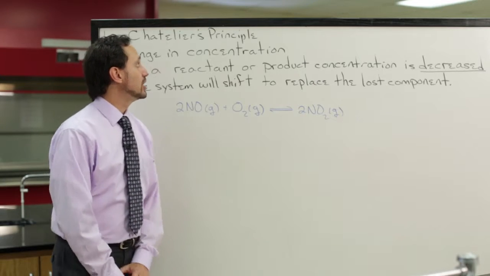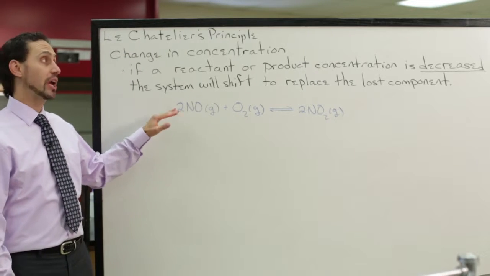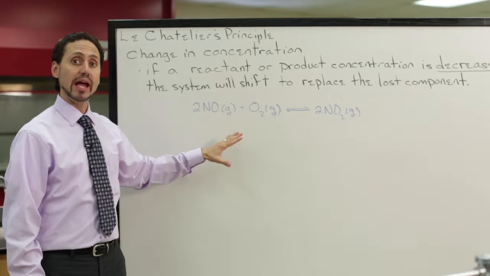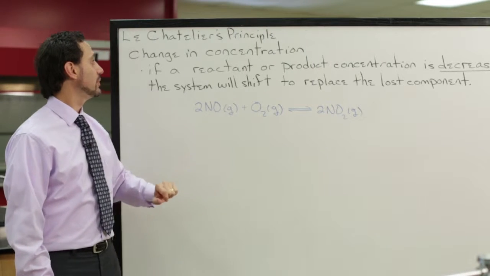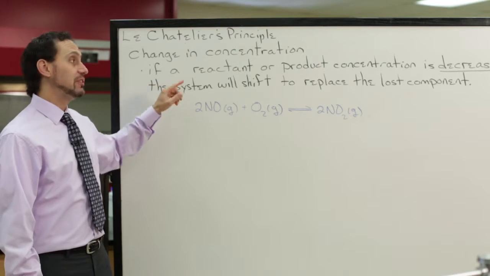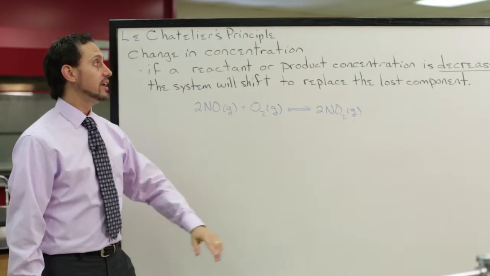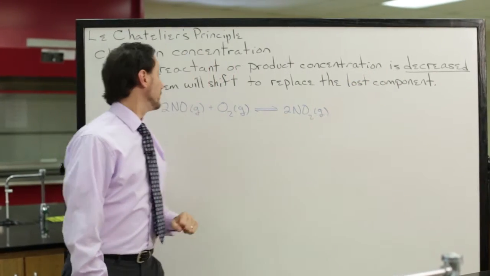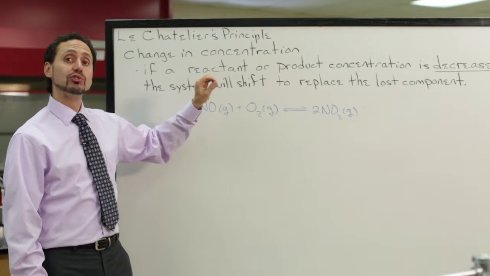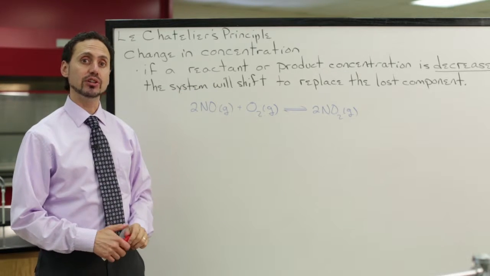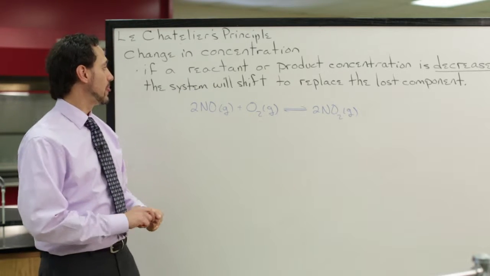Now, in this situation, we're going to look at what happens if we change the concentration of one of the reactant or product concentrations. What we know is that if a reactant or product concentration is decreased, then the system will shift to replace that lost concentration. So let's look at a few examples.